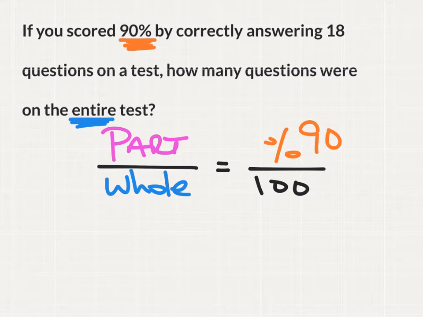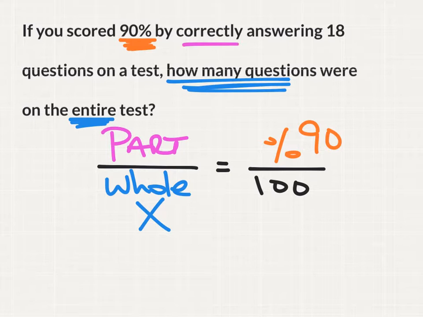Entire is another word for the whole thing. How many questions were on the whole test, the entire test? We don't know. That's why they're asking. So that's the whole. X, the unknown value, is the whole. How many questions did I answer correctly?